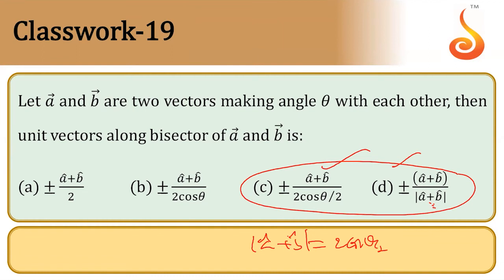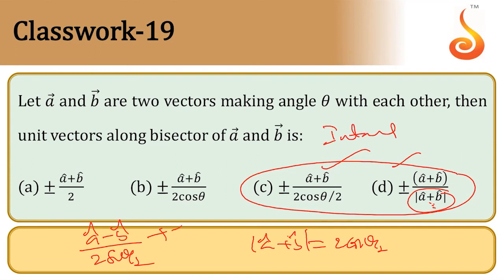So the unit vector along the bisector of A and B is A cap plus B cap by the modulus of A cap plus B cap. The modulus of A cap plus B cap is nothing but 2 cos theta by 2. This is for the internal angle bisector. If they are asking for the external angle bisector, it is A cap minus B cap by 2 sin theta by 2. So this is for internal, and this is for external.